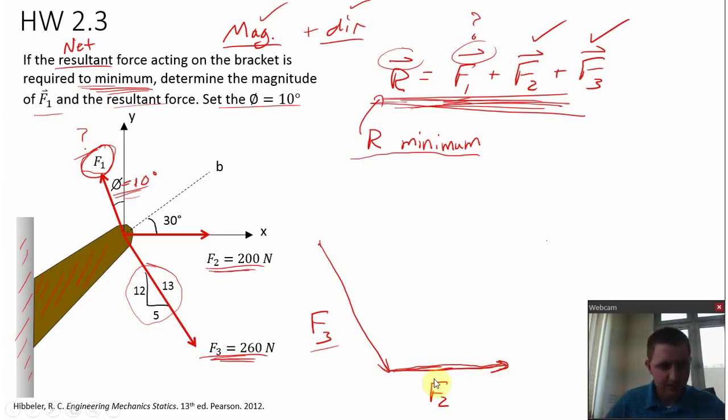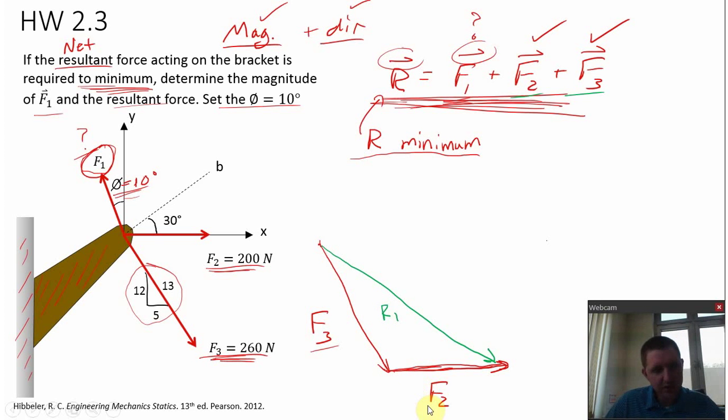Some of you may be thinking, if I want to minimize the net force acting on the bracket, why would I even need to pull on F1? What if F1 is 0? Shouldn't that minimize it, since I'm not adding any more force to the bracket? Well, you have to remember that we're adding vectors and not simply adding magnitudes. If F1 is 0, then the resultant of F2 plus F3 is right there. We'll call that R1.